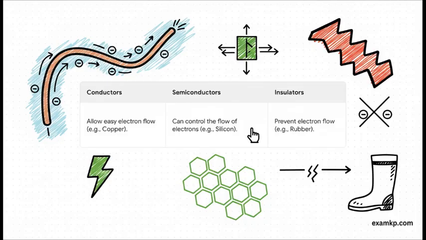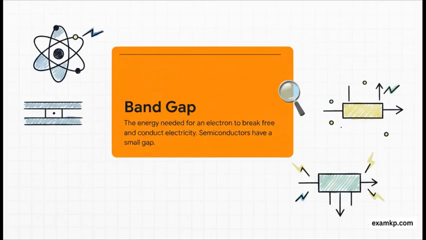So the secret sauce here is something called the band gap. Just think of it like a little hurdle an electron has to jump over to get moving. In an insulator, that hurdle is like a skyscraper, way too high. In a conductor, there's no hurdle at all. But in a semiconductor, the hurdle is just the right size. We can give the electrons a little push of energy to get them over or hold them back. That's the key to everything.